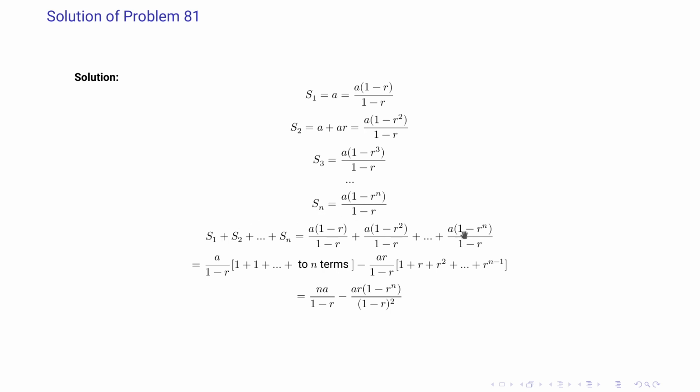Now we add all this. So we take out the term which is common in all these, which is A by (1 minus R). When we take this, what remains is 1 plus 1 up to n terms. And then we take out AR by (1 minus R) common. What remains in the brackets is 1 plus R square up to R to the power n minus 1. Now this is a GP with common ratio R and first term 1. So applying the formula, we arrive at the final result, which is nA by (1 minus R) minus AR into (1 minus R to the power n) divided by (1 minus R) whole square, which is what is required from us.